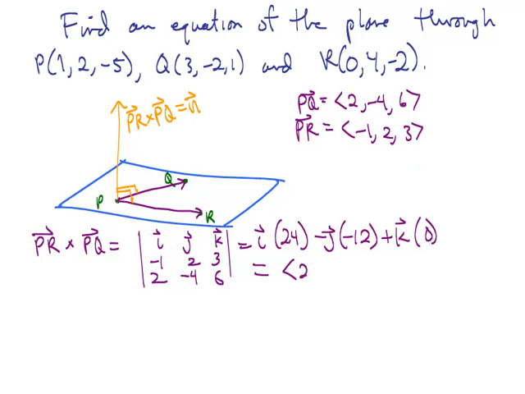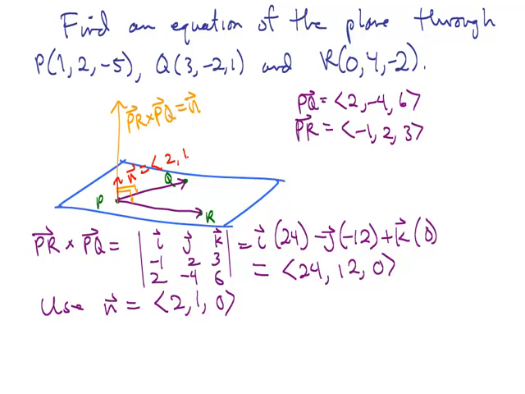So I have the vector (24, 12, 0). Well, I'm going to use, for my normal vector, a scalar multiple of that. Let's just use (2, 1, 0). Just divide everything by 12. So we found this big long one. What I'm going to use for n actually is a 12th of that. Here's my vector n, which is (2, 1, 0). Okay, so now we're in business.